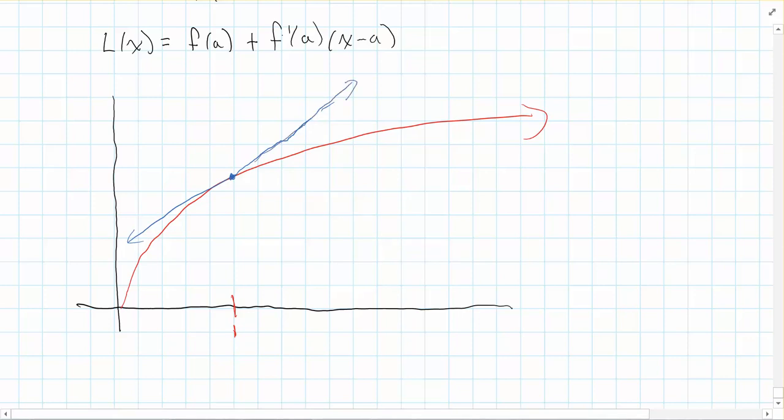So this is my tangent line. I'm going to redraw that tangent line. It doesn't look very tangenty to me now that I see it. There, that's a little bit better. So my tangent line.